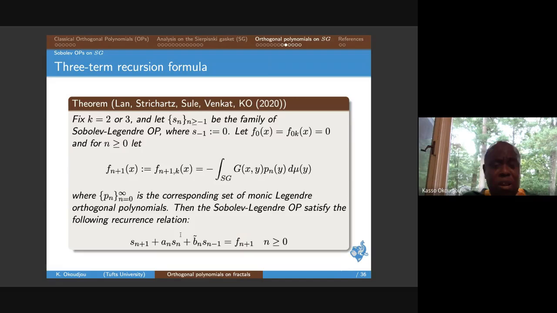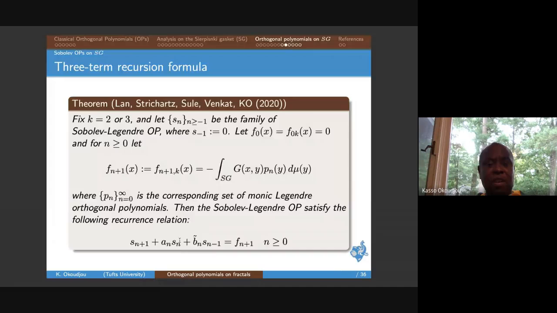The only reason we need this is that it allows us to use what we've done before in order to easily implement some of the numeric scheme that we have in order to display the function. So in this manner, we didn't have to do too much in order to get this new Sobolev orthogonal polynomial. We can just use the construction that we already know about the Legendre one in order to get the graph of this on the Sierpinski triangle. And I'm going to show some of the graphs in a minute.